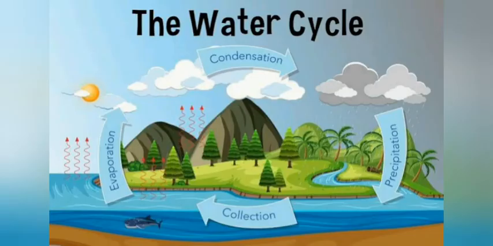We have studied about the water cycle in class 5 itself. In the water cycle, the water evaporates from water bodies. The water vapor condenses to form clouds, and the clouds condense more to form water droplets. And water droplets fall as rain. Then the water gets collected in water bodies. Again, water evaporates from water bodies and the cycle continues.